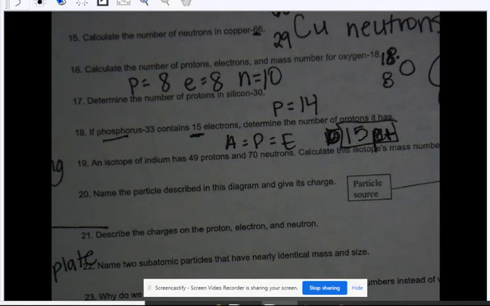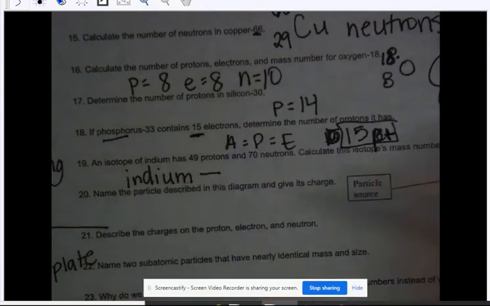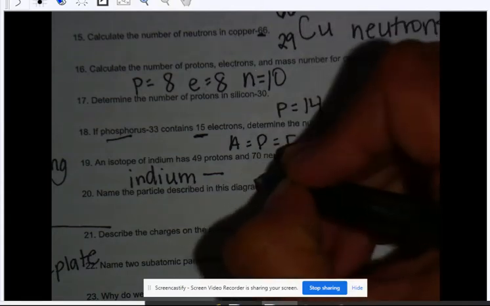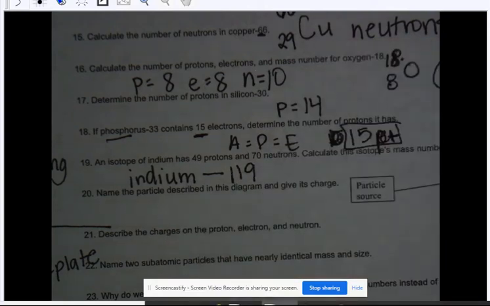All right, number 19. An isotope of indium has 49 protons and 70 neutrons. What is the mass number? So we're going to write its isotope name. So we're going to say indium. We're going to put a little dash, and we're going to put our mass number after. So what is the mass number, given that information? So we're going to have a 9 for sure. 119? Should be indium 119.